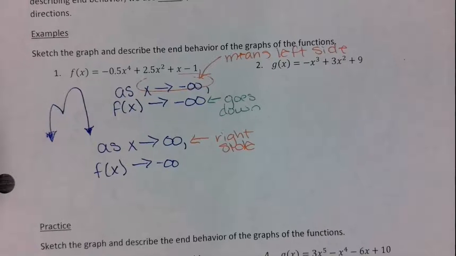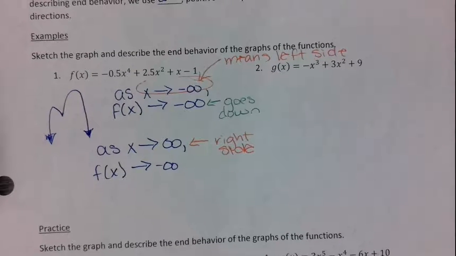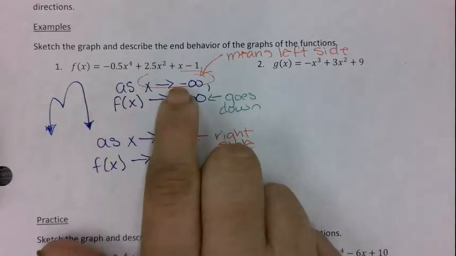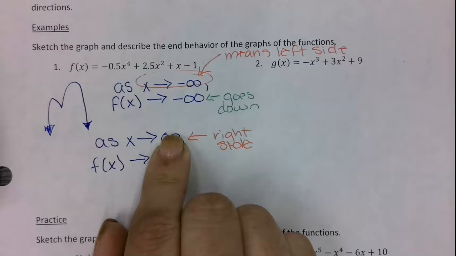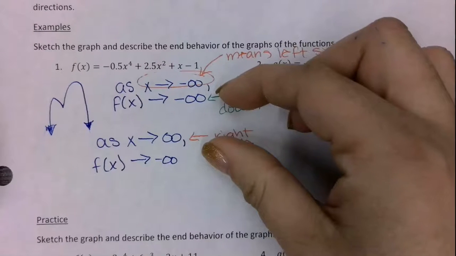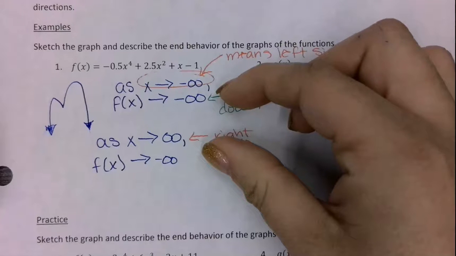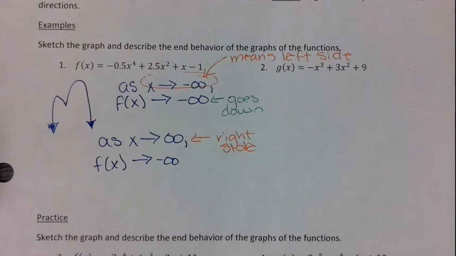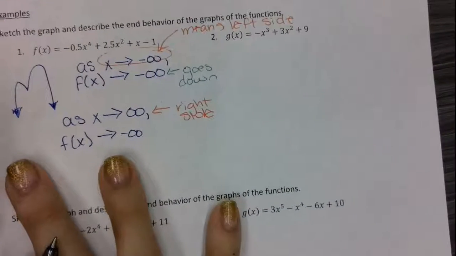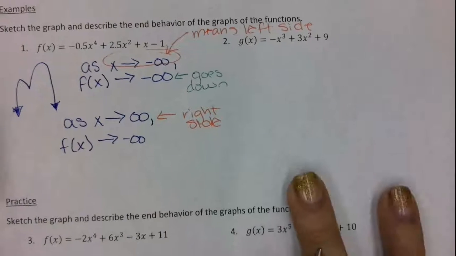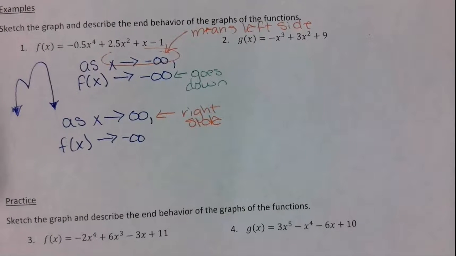Okay. So one thing I want to point out is when I write end behavior, these two pieces, the as piece, always stay the same. I'm always going to have a left side and I'm always going to have a right side of the graph. Does that make sense? The end behavior, so the f of x part, can change. That can be positive infinity and that can be negative infinity. So, because it's going down. But does that make sense?